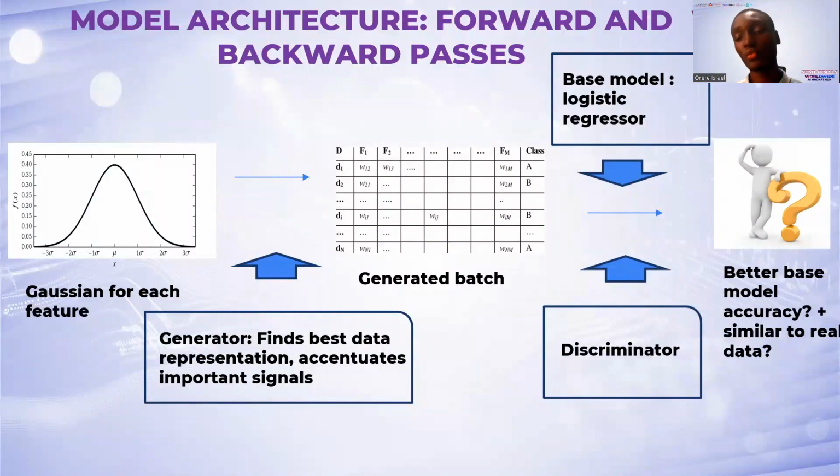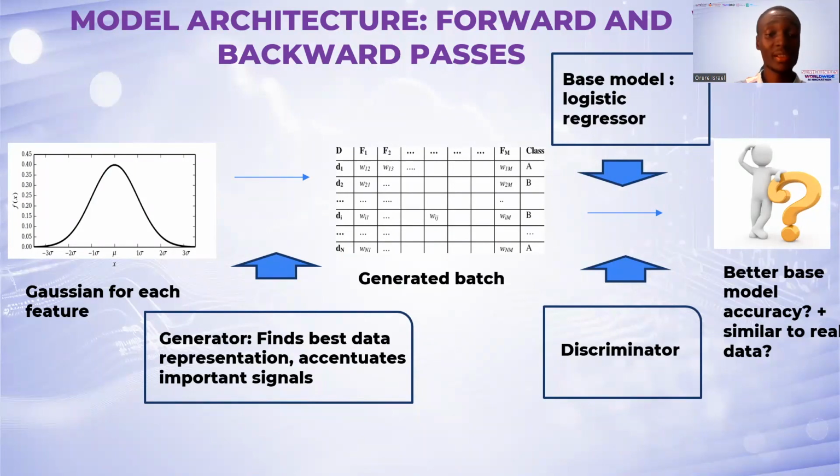Then we pass this batch to a base model like a logistic regression model, and this model is trained on the generated batch, and then it tries to predict whether a particular sample is a disease sample or not. So we train on the generated batch, and then we ask the model to predict on the real data set whether this sample is positive or negative. Because we have the ground truth, we compare with that, and we try to generate data that helps the model distinguish better between positive and negative samples.